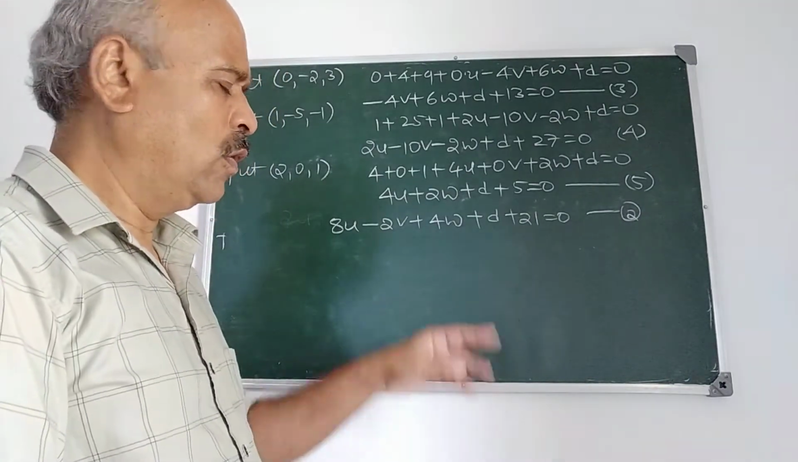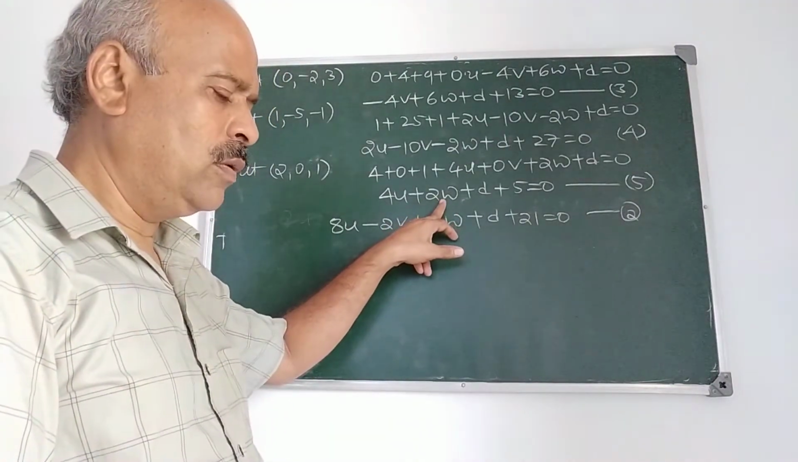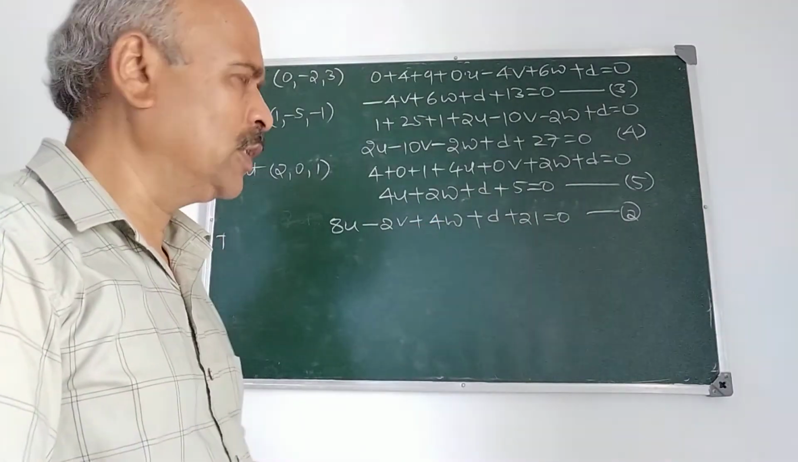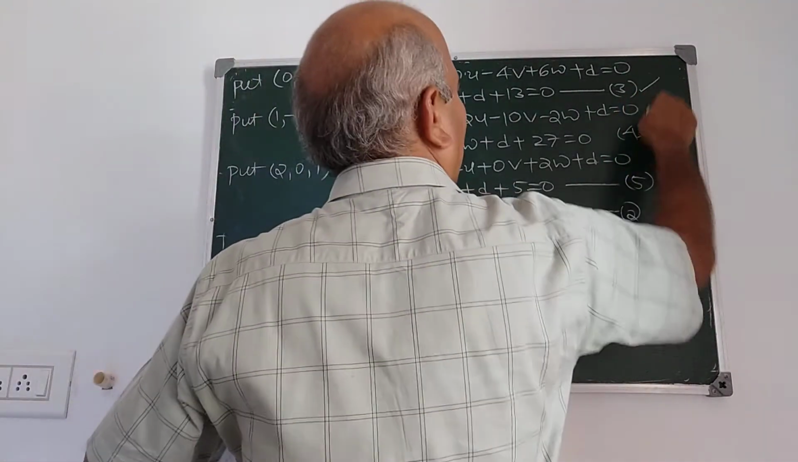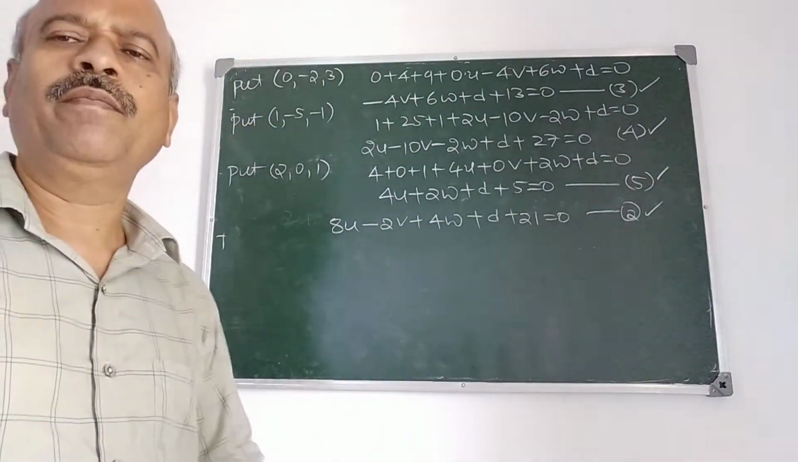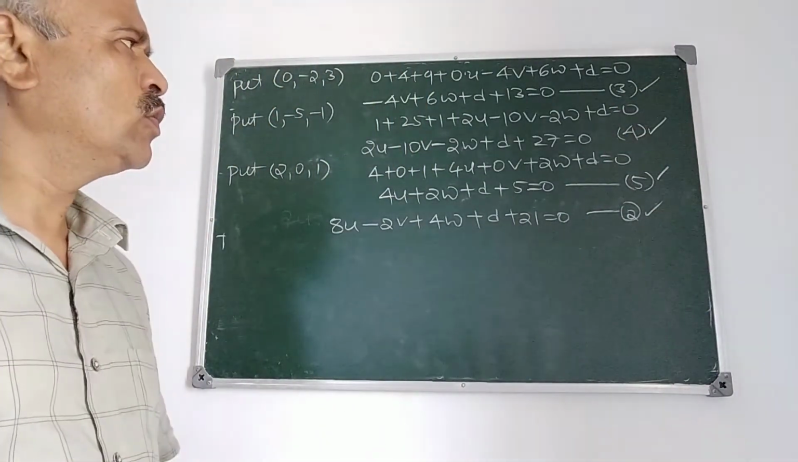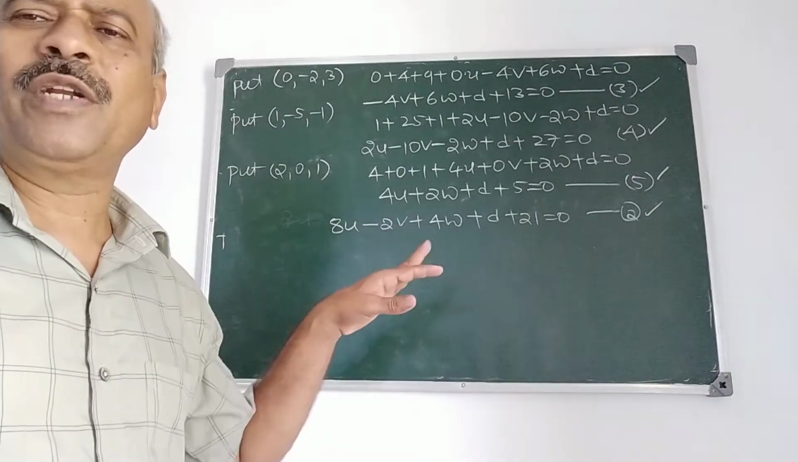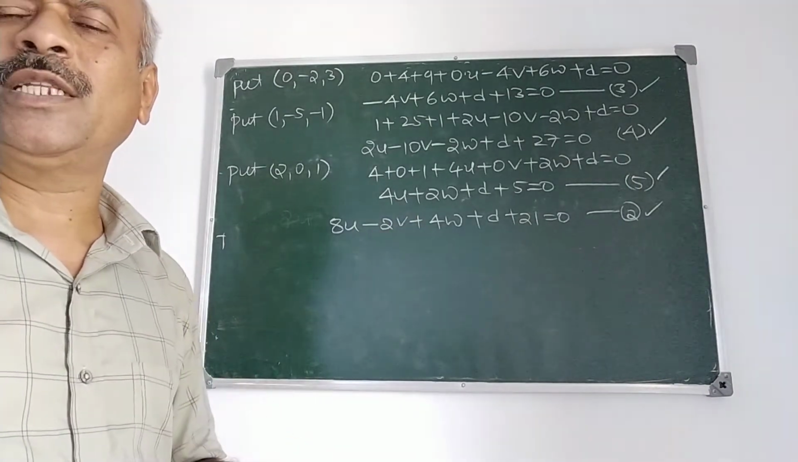5u, 4u plus 2w plus d plus 5 is equal to 0. Now from equations 2, 3, 4, 5, we have to find out u, v, w, d. For that I use one common method. You can use a different technique here. We use the elimination method here.